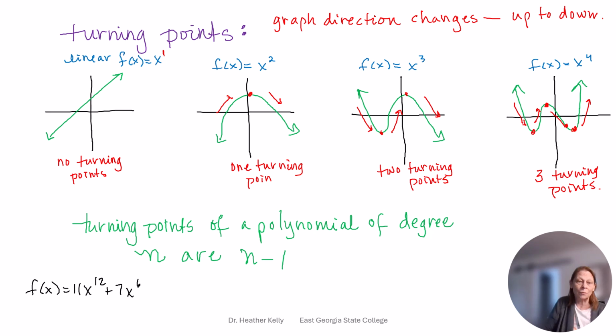we could say two things here. Our degree is the 12th, and there are 11 turning points, meaning that the graph is going to change directions 11 times.